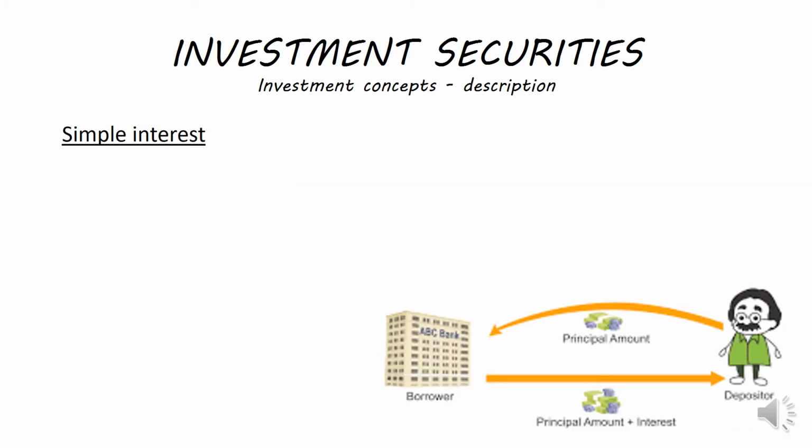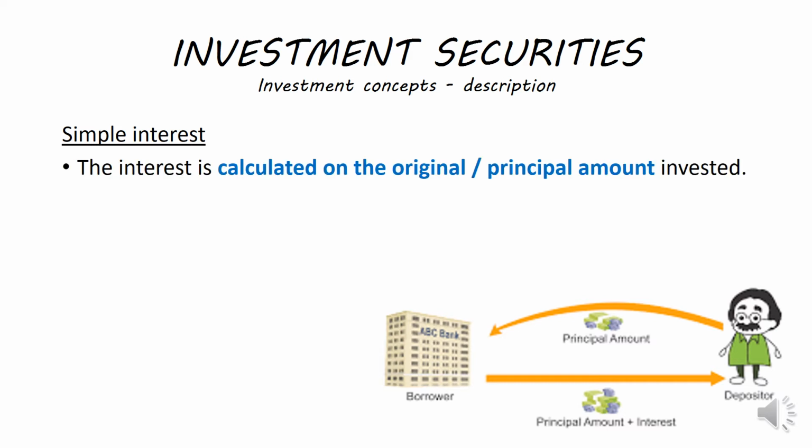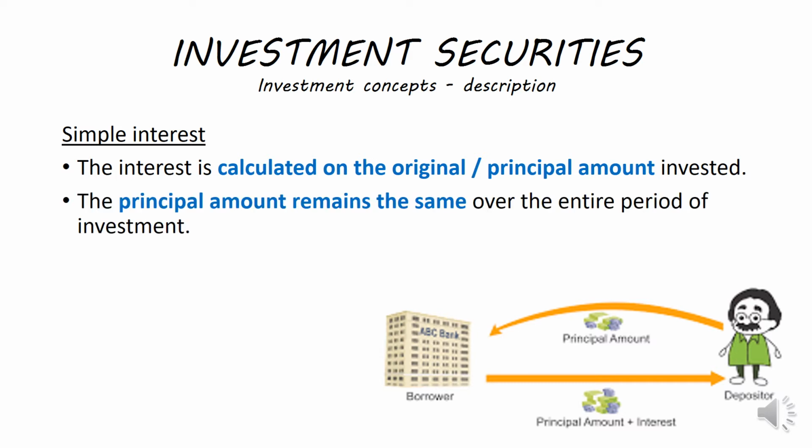Now, if we go to the interest principles, this is very, very important. When we refer to simple interest, the interest is calculated only on the original amount that is invested. That original amount, we call the principal amount. So the amount that we are going to invest, or the amount that we are going to save, interest is only earned on that amount. So the principal amount stays the same over the entire period of investment.